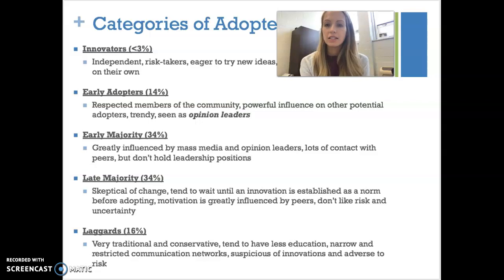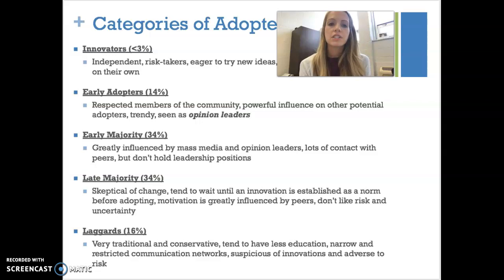So as this is adopted in this diffusion of innovations theory, we're going to have our innovators. This is less than 3% of the population, and they are independent risk takers. They want to try new ideas. They are not the most respected individuals. They seek information on their own. They're kind of the wild bunch of the group, and they're going to jump on board first thing. They're going to try it out. They're going to see if they like it. They're going to do the new thing, right?